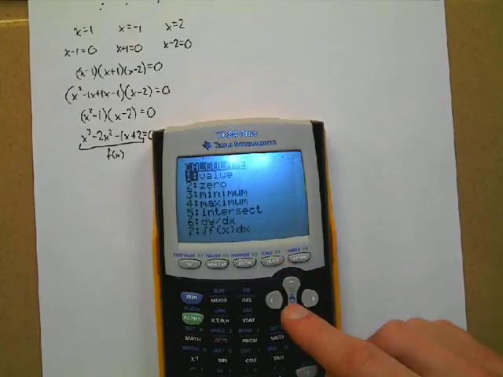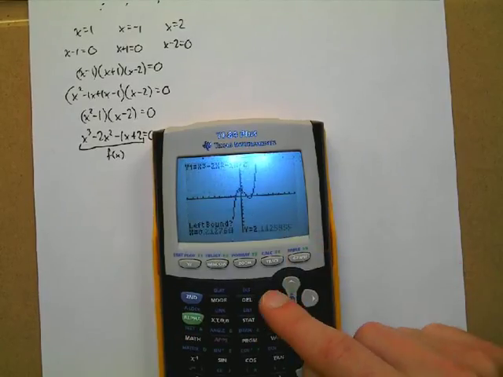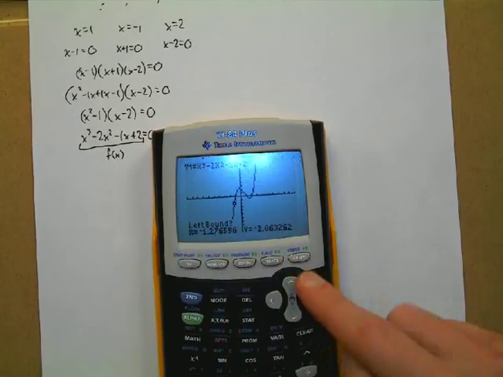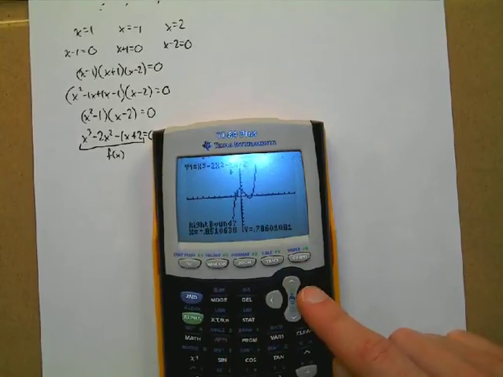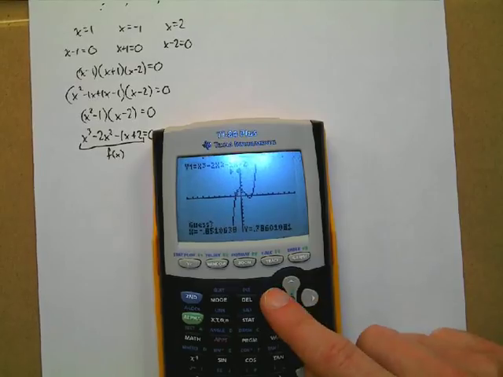See, it says left bound question mark. That means you want to go to the left of your 0. So let's see if we can find that 0. Go to the left of it, hit enter. Go to the right of it, hit enter, and then guess. You want to go in close to it. Hit enter, and boom, there it is, -1, 0.